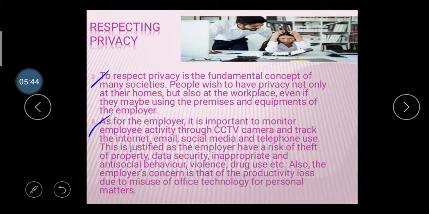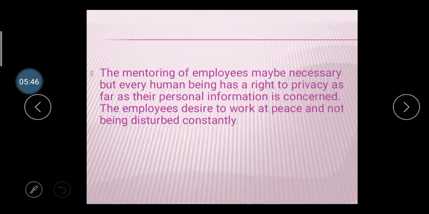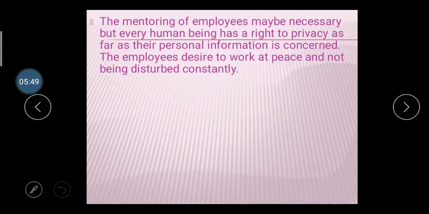Then after, the monitoring of employees may be necessary, but every human being has a right to privacy as far as their personal information is concerned.